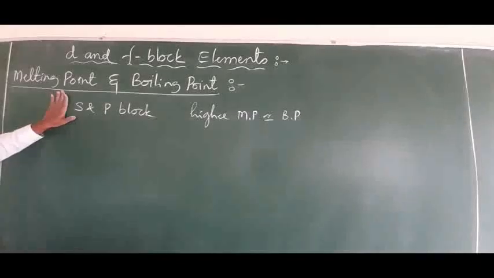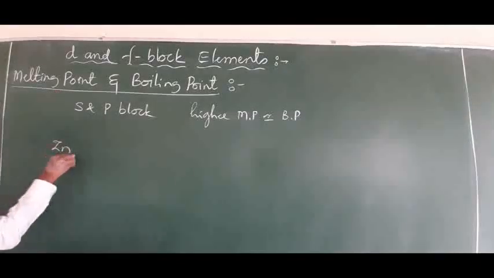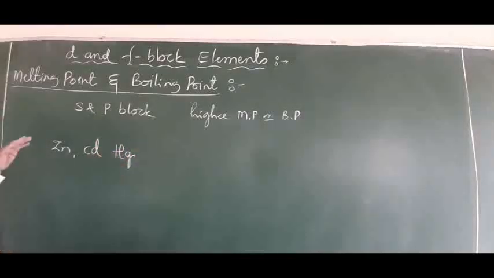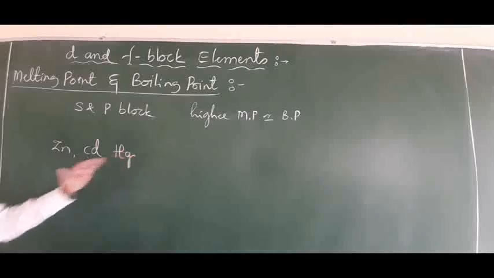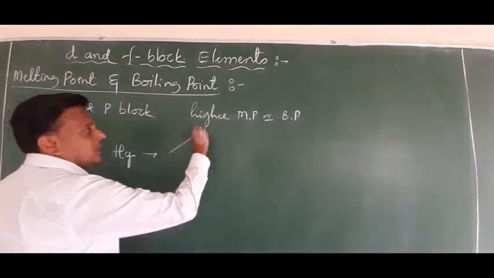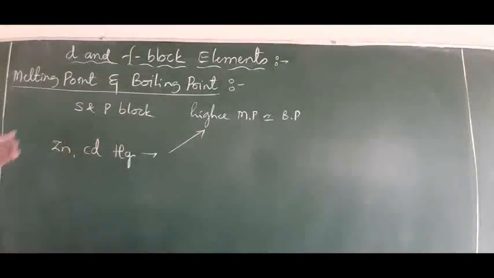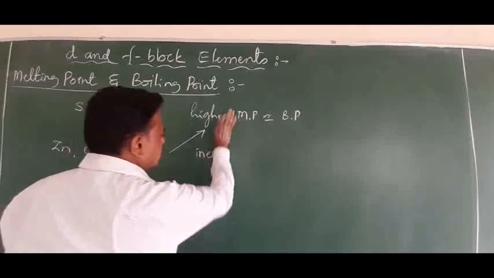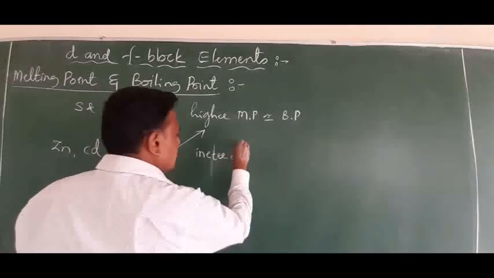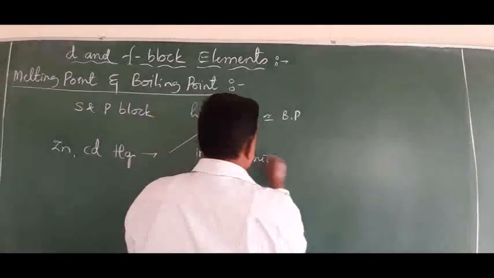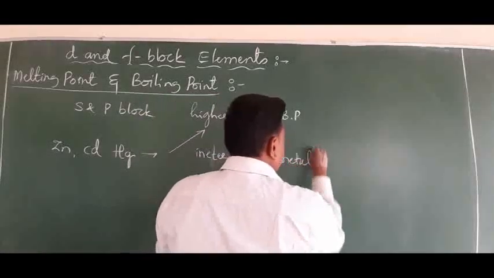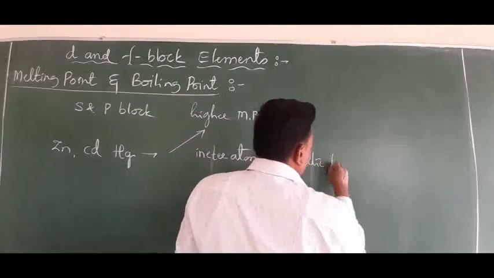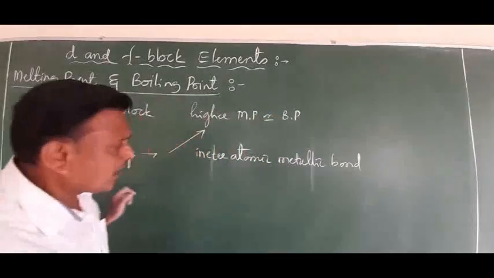Yes, friends, in D block, except the metals zinc, cadmium and mercury, all elements in all three series, 3D, 4D and 5D, have a higher melting point. Why do they have a higher melting point? Because of the interatomic metallic bond. It's very important. Interatomic metallic.